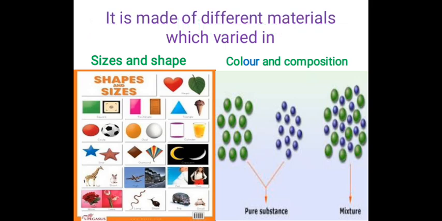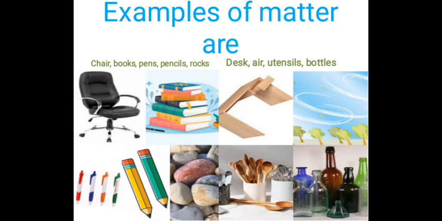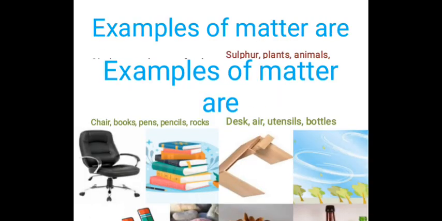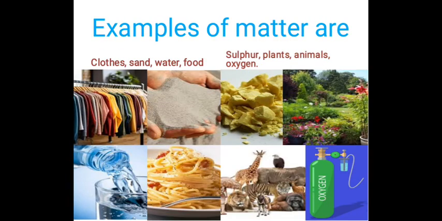Matter is made up of different materials which vary in sizes and shape, color, and composition. The shapes could be oval, could be circle, pyramidal, could be different colors. So matter is made up of either pure substances or mixtures. Let's look at examples of matter: the chair, books, pens, pencils, rocks, desks, air, utensils, bottles, clothes, sand, water, food, sulfur, plants, animals, oxygen.